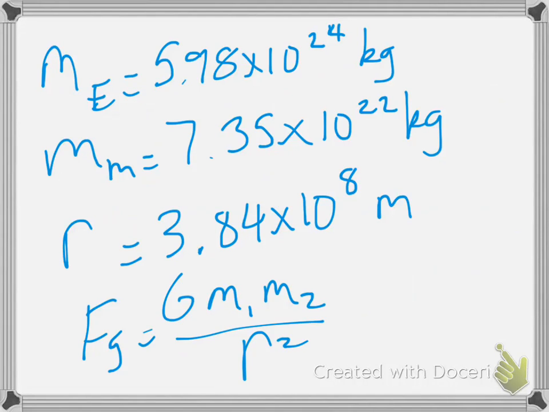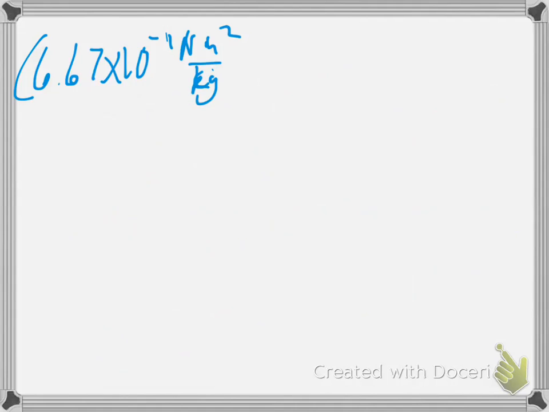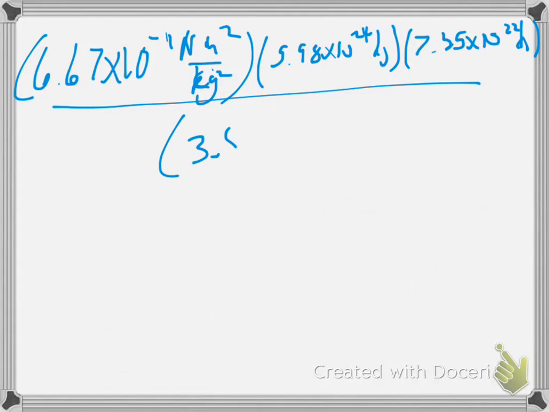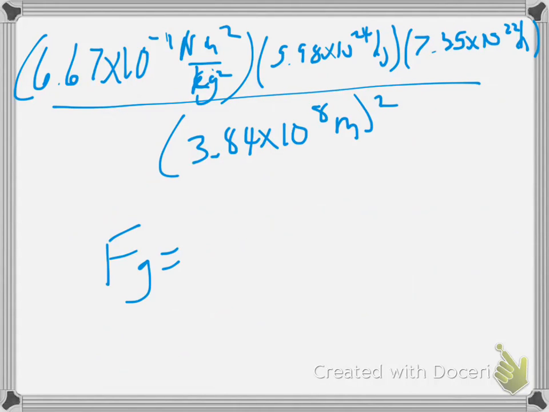Alright, so let's put all of this together. Okay, and then we're going to shove all of those into that formula. And here we go. Alright, so 6.67 times 10 to the negative 11th newtons meters squared per kilograms squared times 5.98 times 10 to the 24th kilograms, sorry about my handwriting, I'm trying to be small, times 7.35 times 10 to the 22nd kilograms divided by 3.84 times 10 to the 8 meters squared, and you get basically 2 times 10 to the 20th newtons.